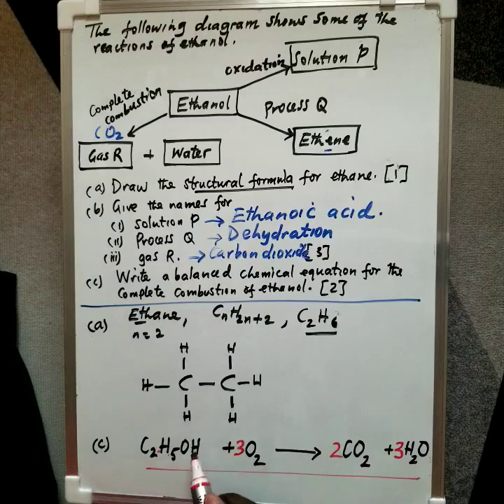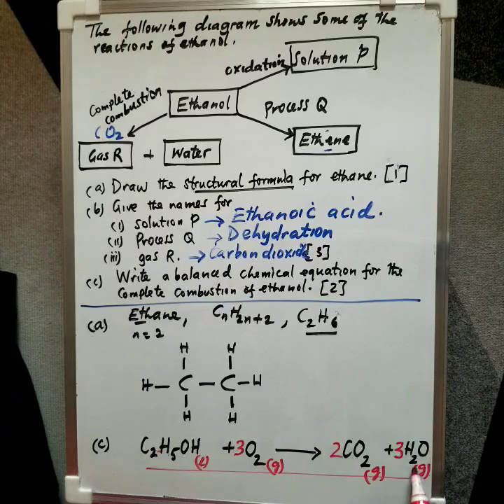If they wanted state symbols, ethanol is in liquid form, oxygen is in gaseous form, and carbon dioxide is also going to be in gaseous form. But at a later point, the water may condense into a liquid. So you may find someone saying that it is going to be in liquid form.